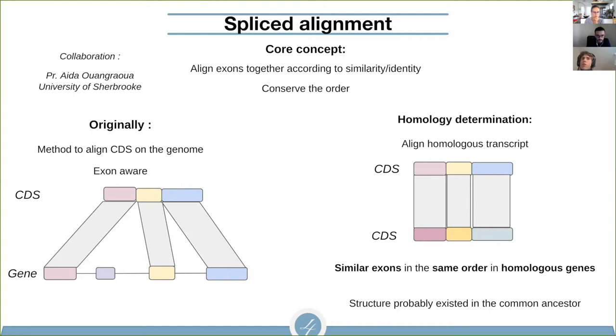To do that, we first need a way to compare alternative transcripts. So we plan to use spliced alignments with our collaborator from the University of Sherbrooke. The core concept of spliced alignments is to align exons together according to sequence identity and conserve the order. Originally it was designed to align CDS to the genome, but you can also use it for homology determination, to align homologous transcripts together. So if you have similar exons in the same order in homologous genes, we can hypothesize that this structure probably existed in the common ancestor.